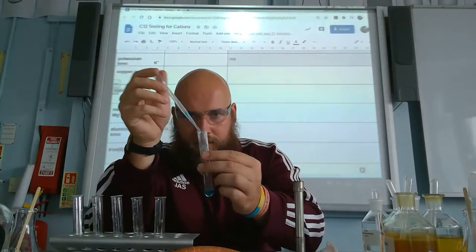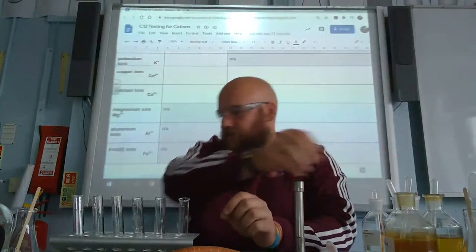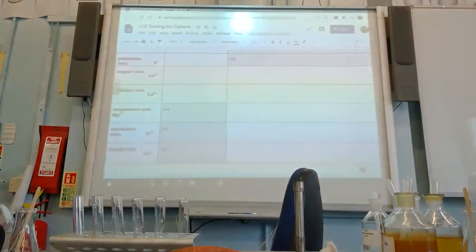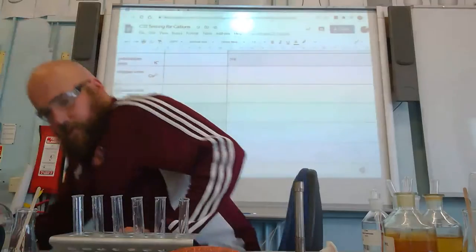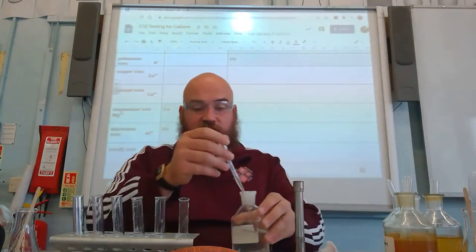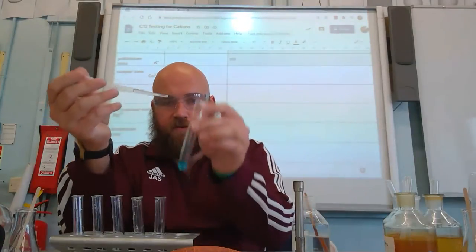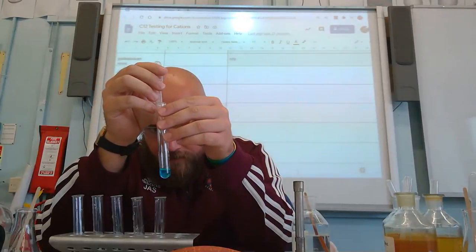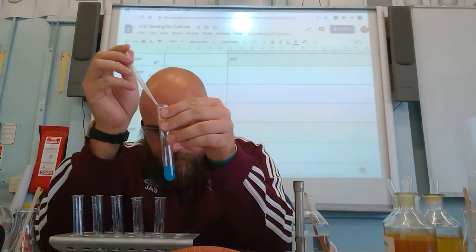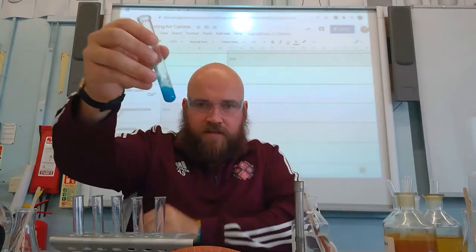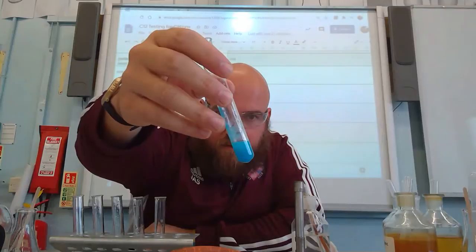Okay. And then what I might do for this one is turn the light on so you can see the colours a bit clearer. And then to it, I'm going to add some sodium hydroxide. So I'm adding just a few drops of sodium hydroxide. So there we go. There's the lovely blue solution. And then, okay, that is perfect. So you can see it's got that, and I'm glad it splashed up the tube.